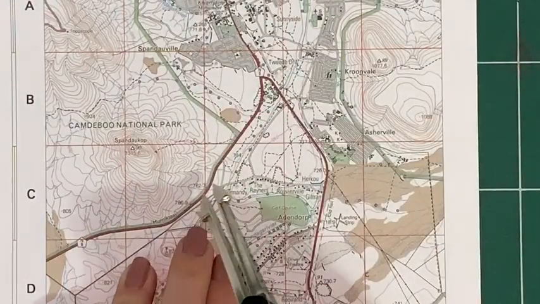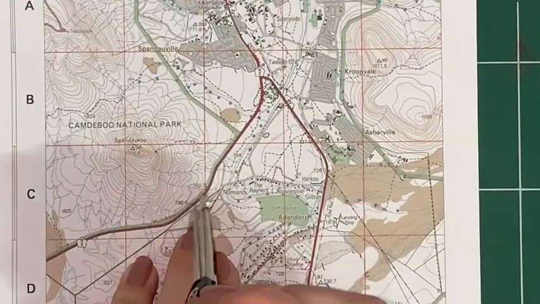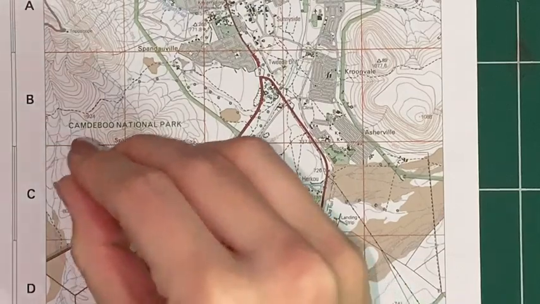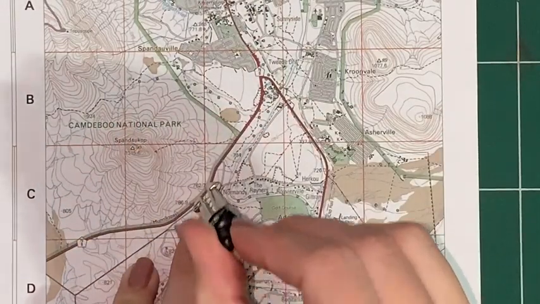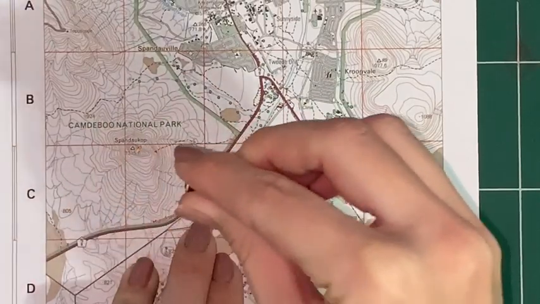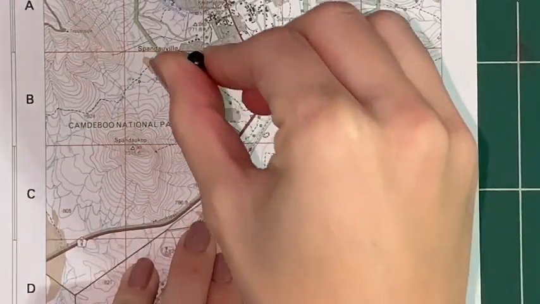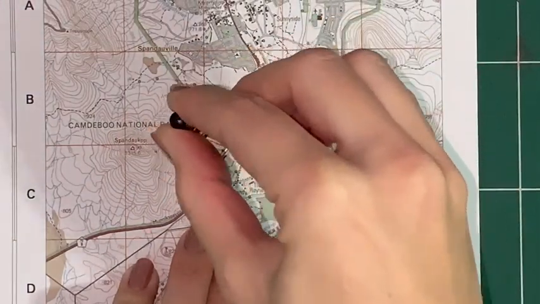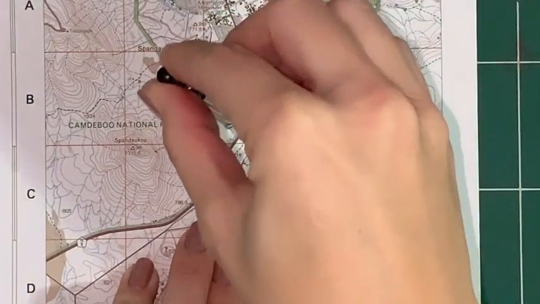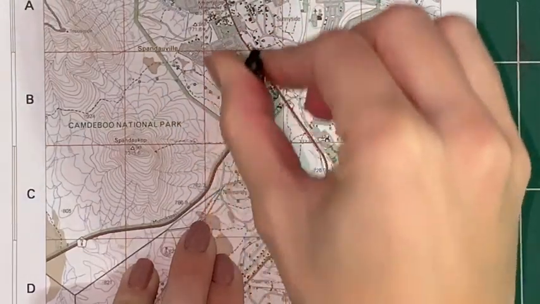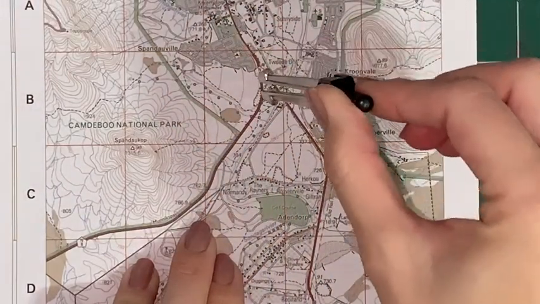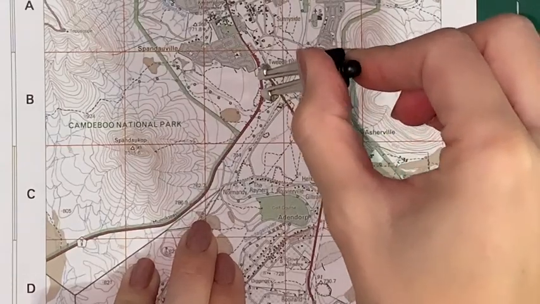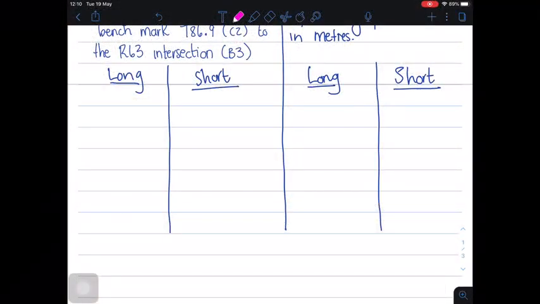alternating each step. So I'm going to start on my benchmark and take 1, 2, 3, 4, alternating each side, 5, 6, 7, 8, 9, 10, 11, and to the intersection, 12 steps. Right, and we measured the distance along that route as 12 steps.